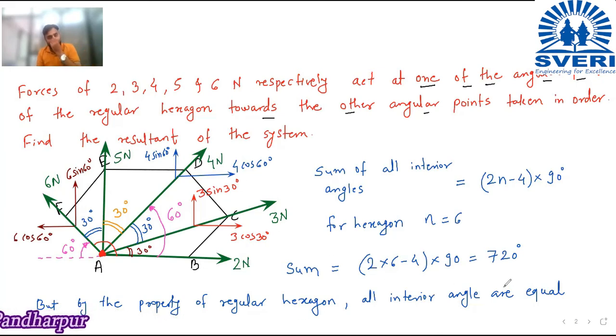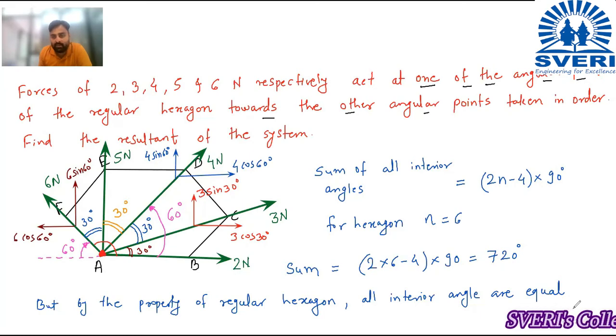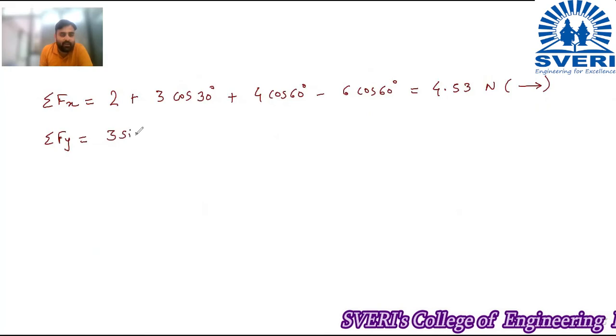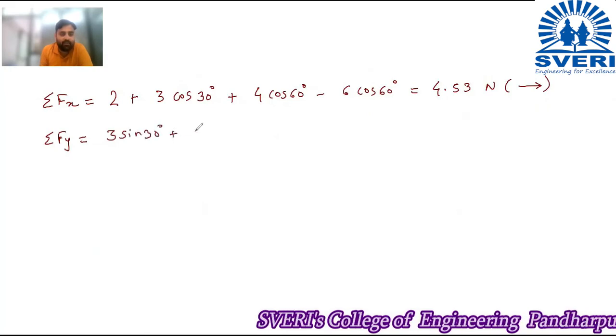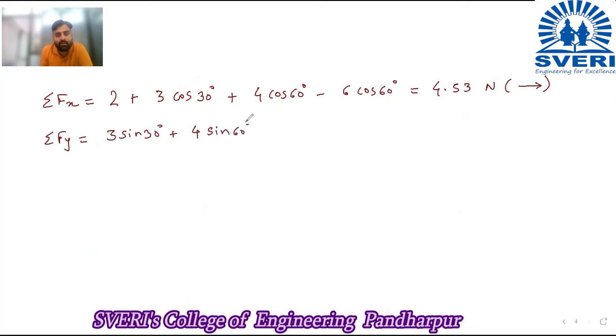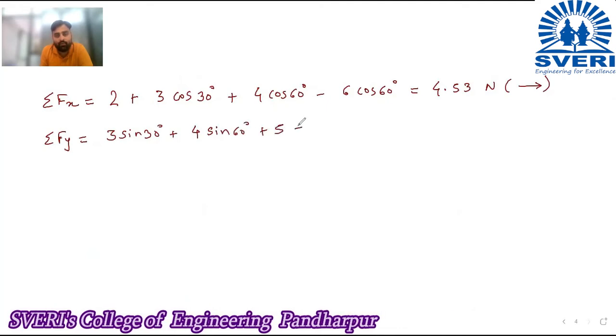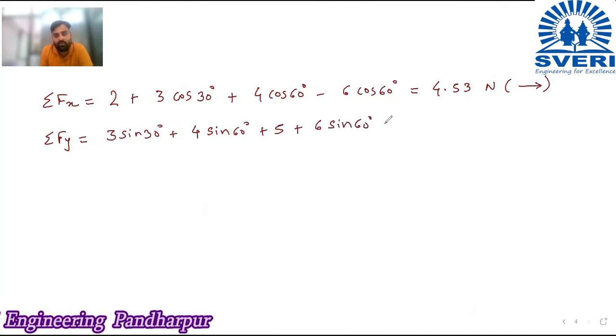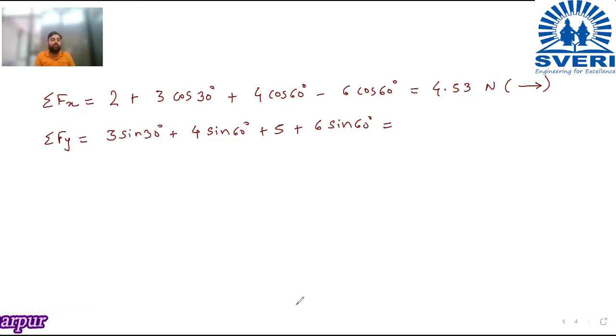So 3 sine 30 is the first component. Second is 4 sine 60. So 3 sine 30, 4 sine 60 plus 5 plus 6 sine 60. So do the calculation, let me know the value. Please check the terms which I have written on the board are correct or not.